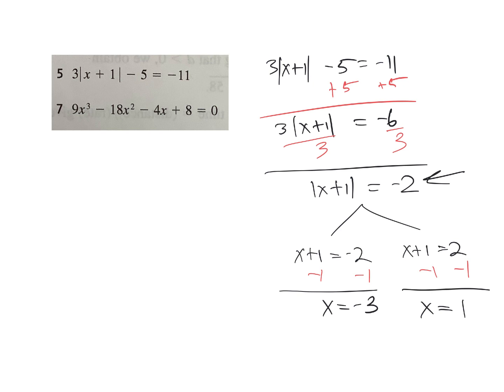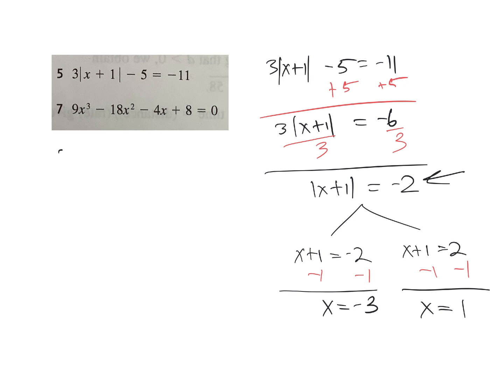We substitute negative 3 back in. Negative 3 plus 1 is negative 2. The absolute value of negative 2 is 2. 2 times 3 is 6. 6 minus 5 is definitely not negative 11. So it doesn't work. All right, we'll take a look at the answer here in a second.